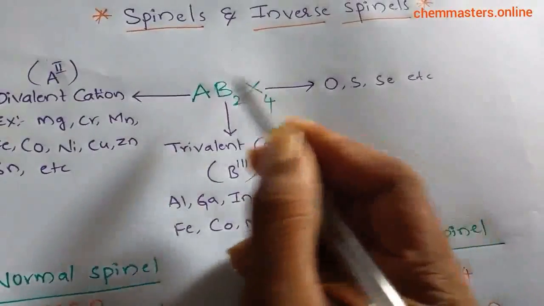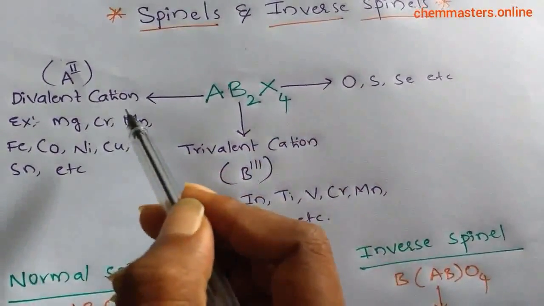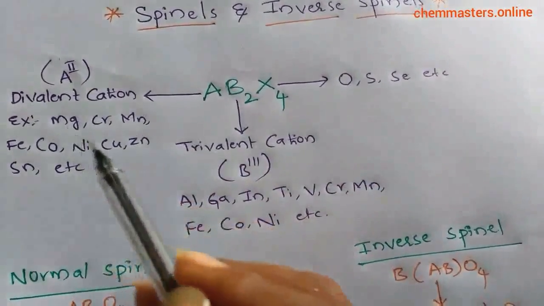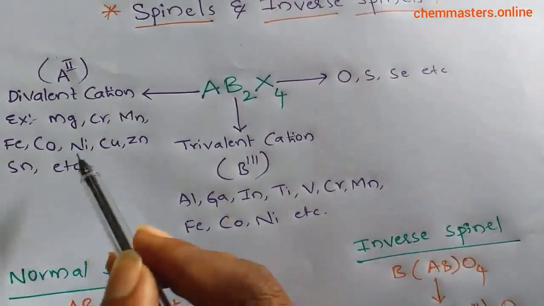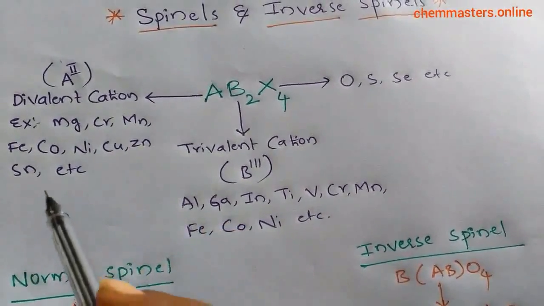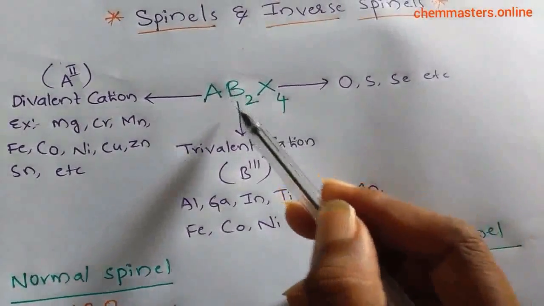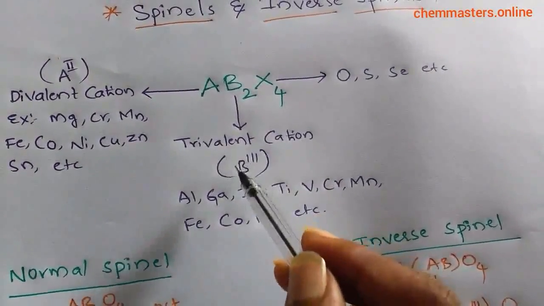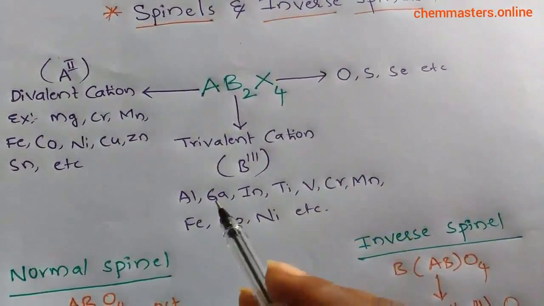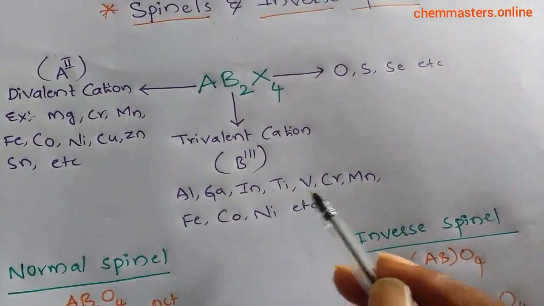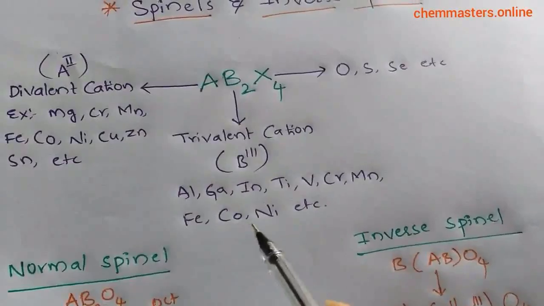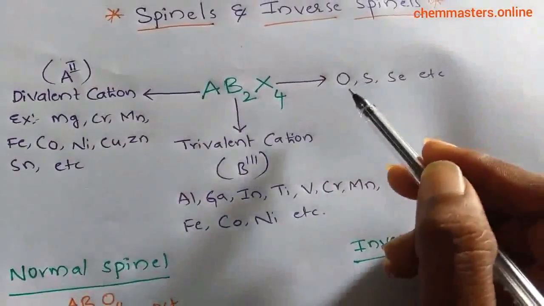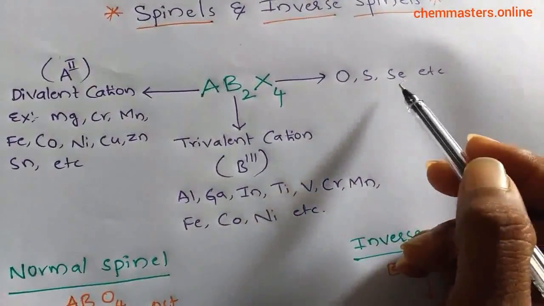In this formula, A indicates a divalent cation. Some examples of divalent cations are magnesium, chromium, manganese, iron, cobalt, nickel, copper, zinc, tin, etc. In the spinel formula, B indicates a trivalent cation. Some examples of trivalent cations are aluminum, gallium, indium, titanium, vanadium, chromium, manganese, iron, cobalt, nickel, etc. And X indicates ligands like oxygen, sulfur, selenium, etc.